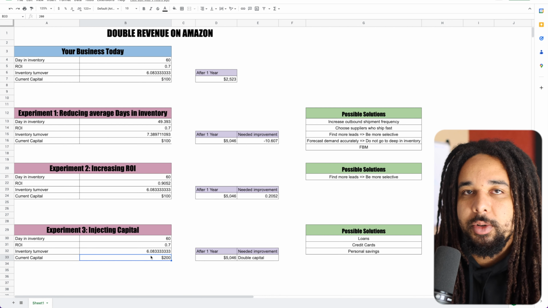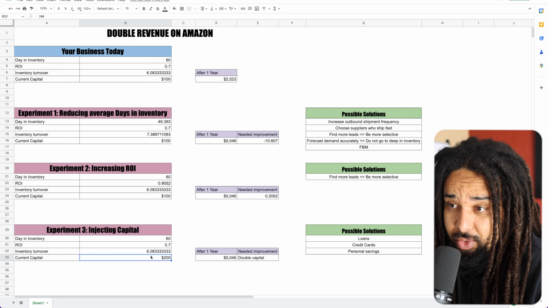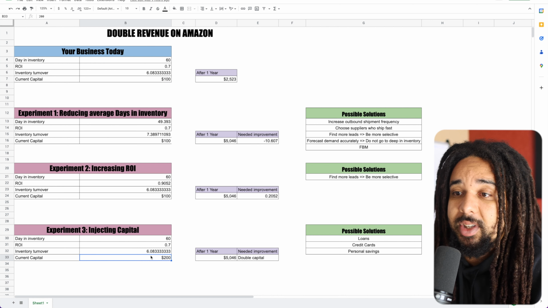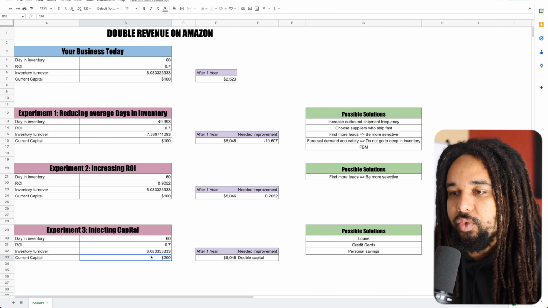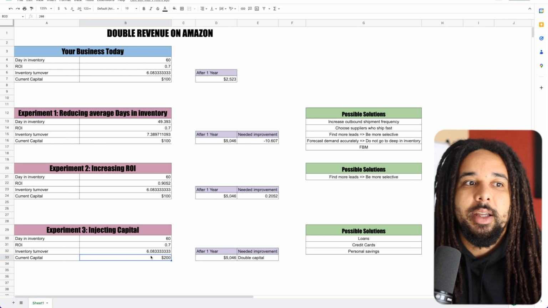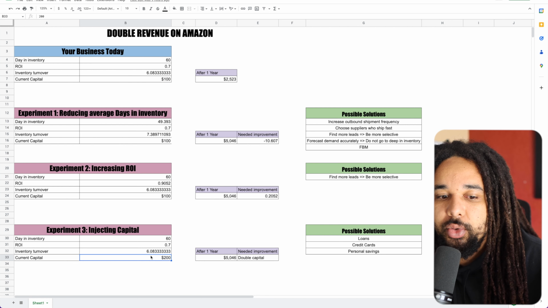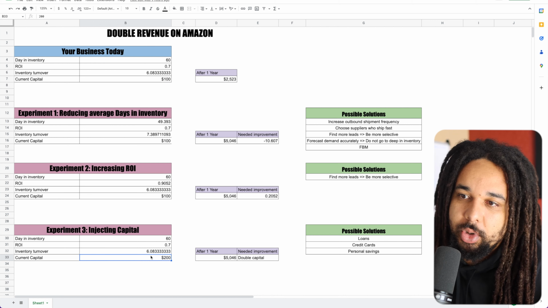Now you need to understand your numbers. You need to make money first. You need to understand the business. Don't go and inject $10,000 if you do not really know how to source, if all your products are tanking, because you are going to lose more money.